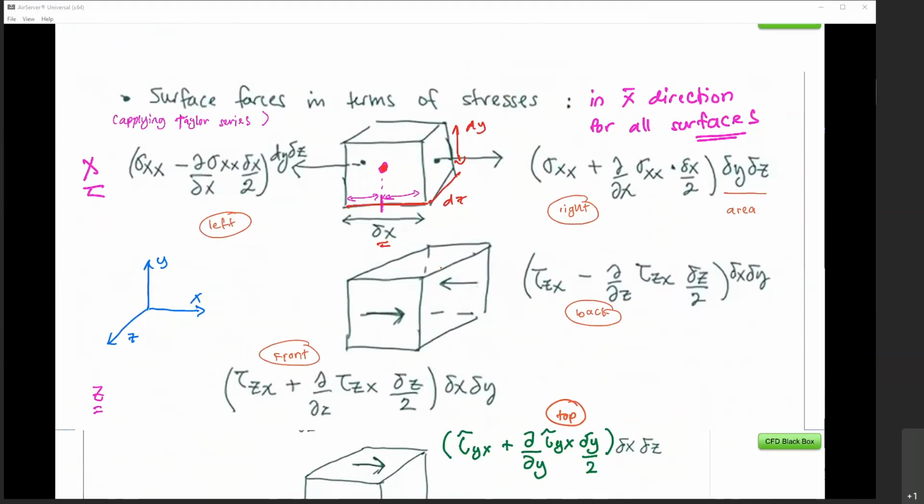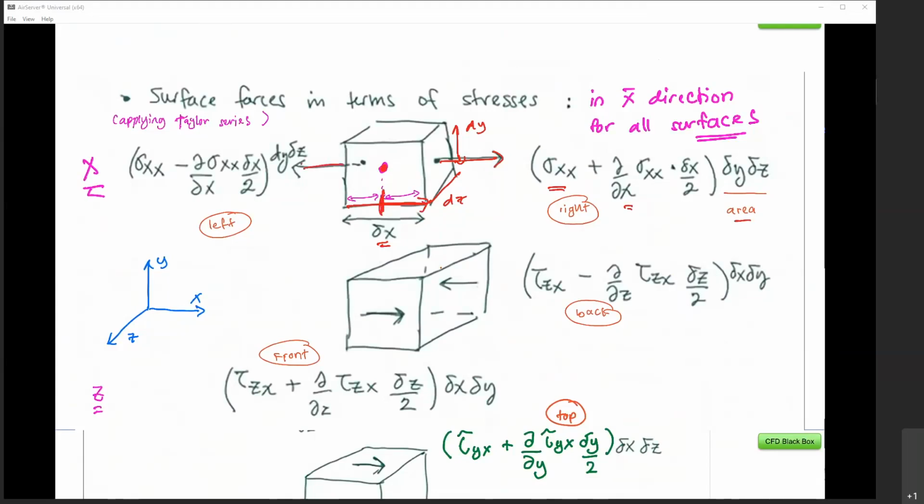Okay, on the right side over here, we can write down sigma xx plus d over dx of sigma xx multiplied by dx over 2. So dx over 2 is the location to the right from the center, multiplied by dy dz, which is the area. This is quite similar to what we had before.